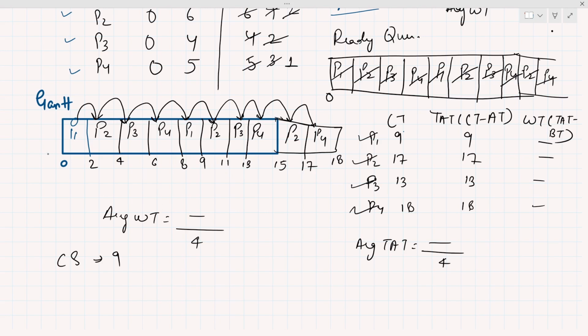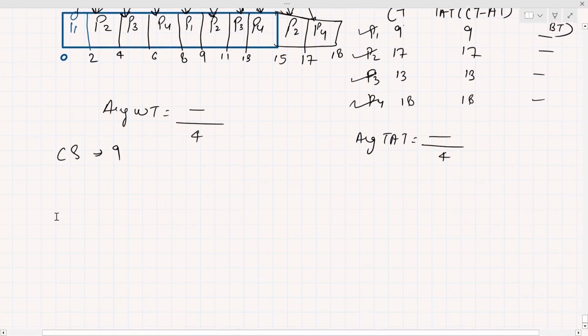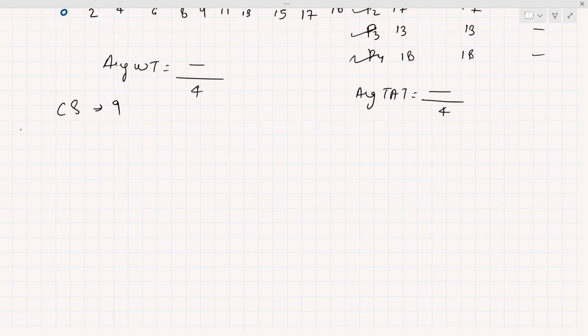But if a question asks whether there is a context switch between P1 and P3, the answer should be no. P1 to P3 there is no context switching. P1 to P2 and P2 to P3 there is a context switch, but P1 to P3 no. So this type of question is asked in the GATE exam.